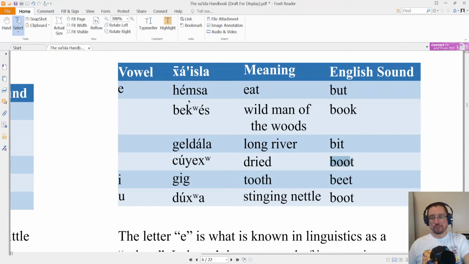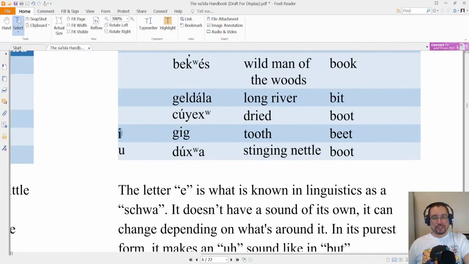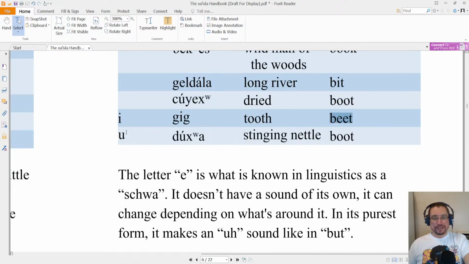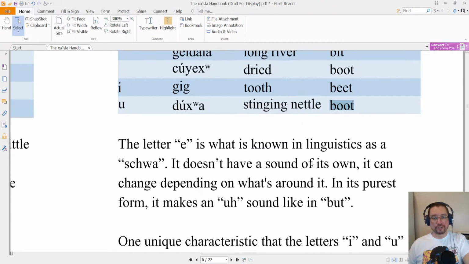Tuyu, boot. And I mentioned before the letter I by itself sounds like E. So the example here is geeg. Geeg. And this means tooth. So this I sounds like beat. Geeg. Beat. And a regular U sounds like U as in duhwa. Duhwa, which is stinging nettle. So this U sounds like boot in English.